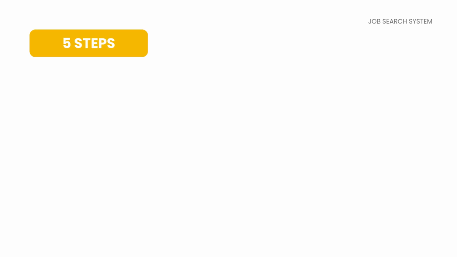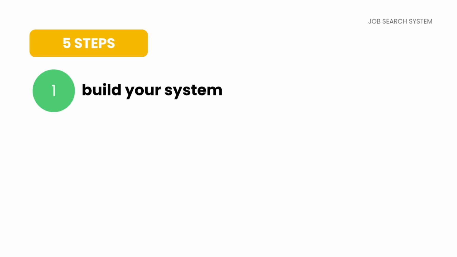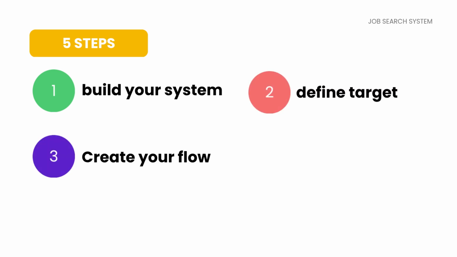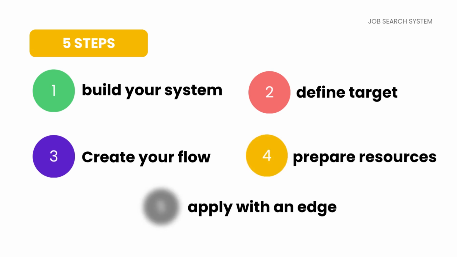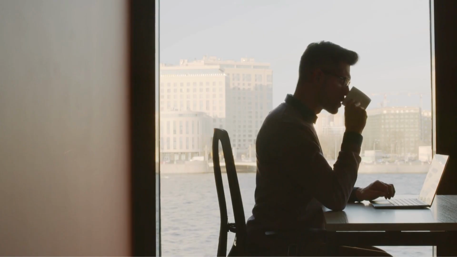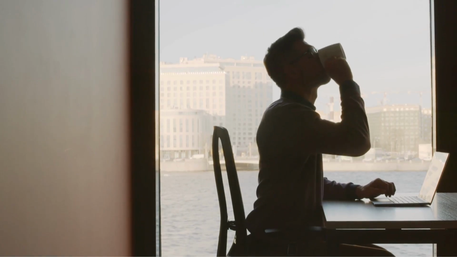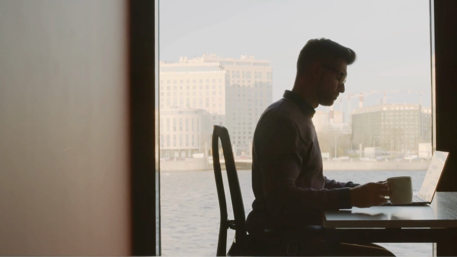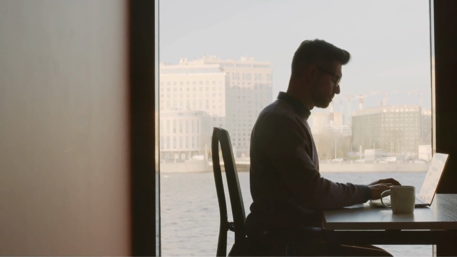So here's the recap. Step 1, build your system. Step 2, define your target. Step 3, create your flow. Step 4, prepare your resources. And step 5, apply with an edge. If you follow this system, you will stop the random chaos and start seeing real progress. You will apply with purpose, stay consistent, and know exactly what's working and what's not.